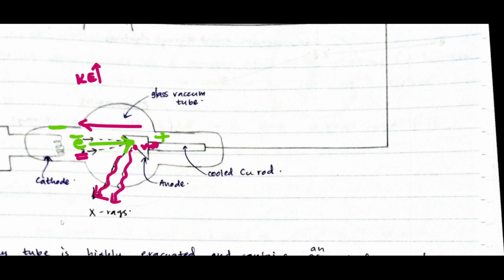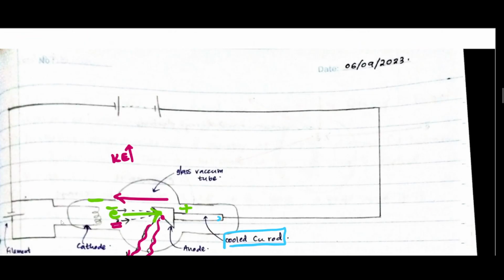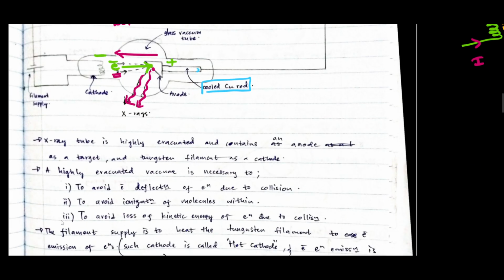If this continuously gets heated up, it might get damaged, right? So we have a separate circuit made up of a copper rod and a coolant that will run through this tube, cooling this anode target. Okay, so that's the simple idea of how X-rays are produced.